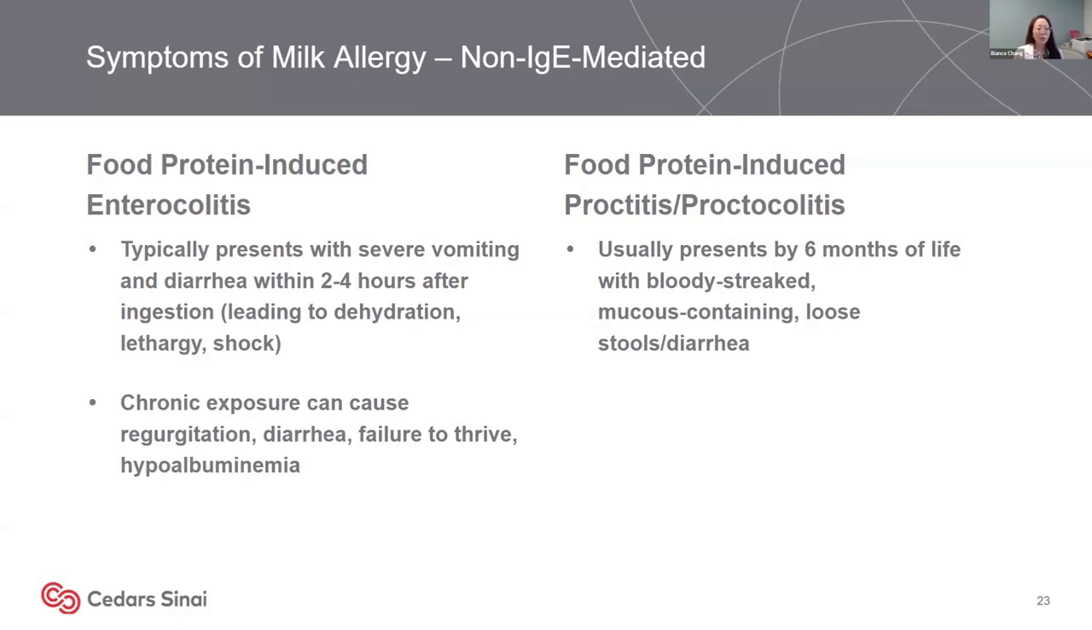Chronic exposure, especially in babies who have this milk allergy, can result in regurgitation, meaning they're bringing up a lot of food, diarrhea, failure to thrive, meaning the kids aren't gaining weight, and hypoalbuminemia, so that means low protein levels in the blood. Food protein-induced proctitis or proctocolitis specifically means that it's resulting in inflammation in the rectum and or the colon. It usually presents by 6 months of life, and patients usually have blood-streaked, mucus-containing loose stools or diarrhea. So if babies are having specifically bloody diarrhea, this is something that the pediatrician usually will test for.